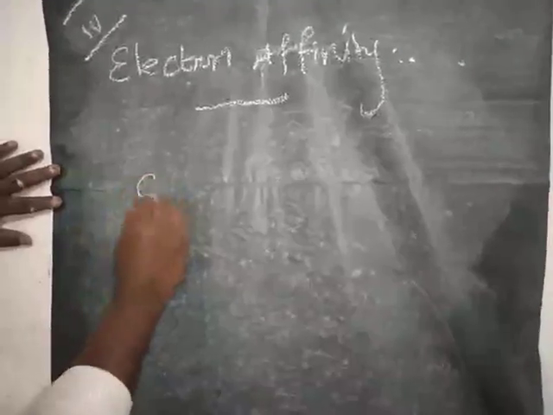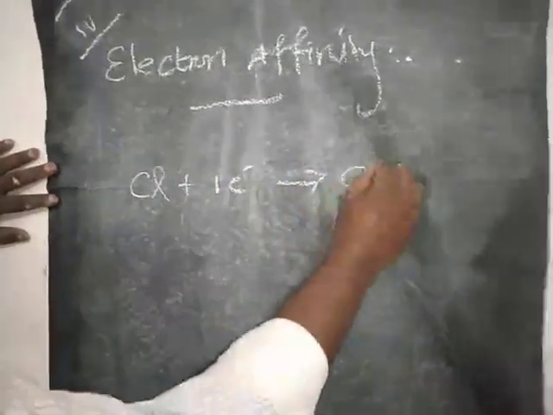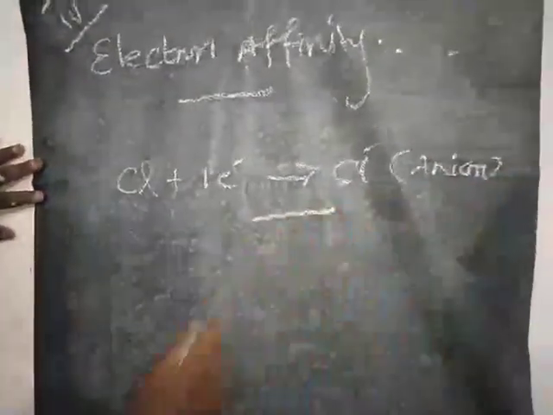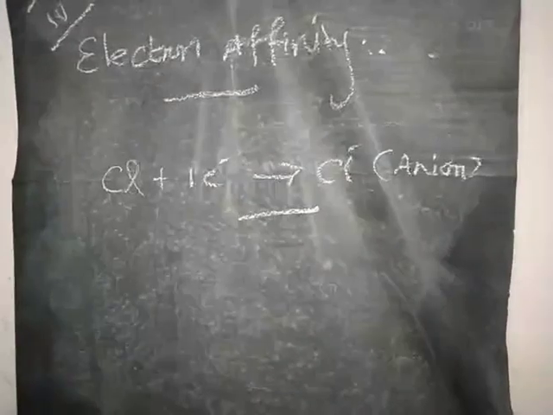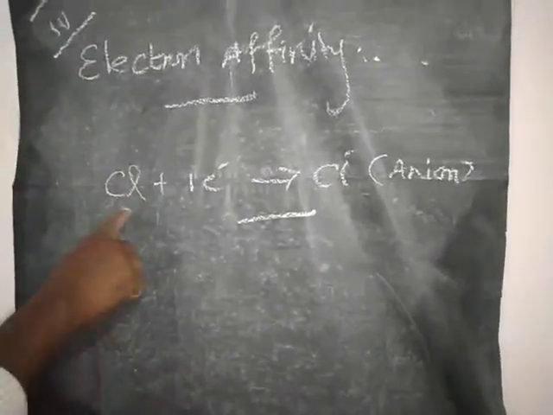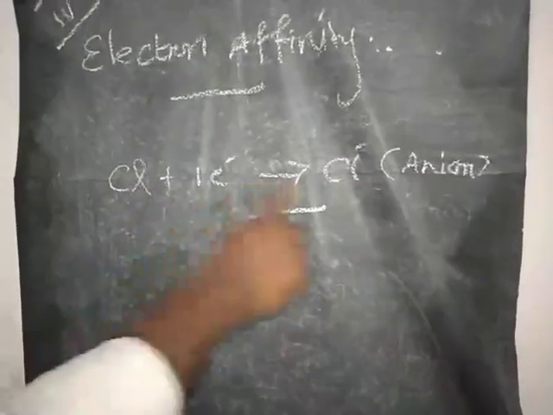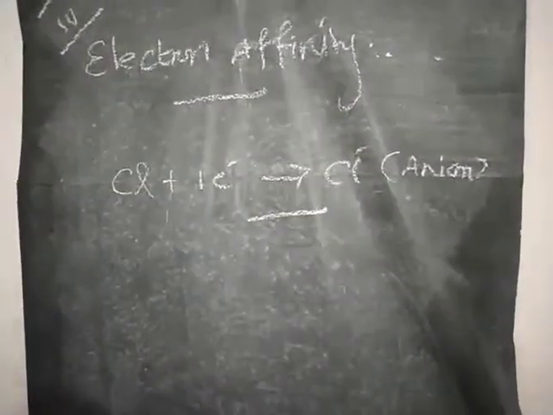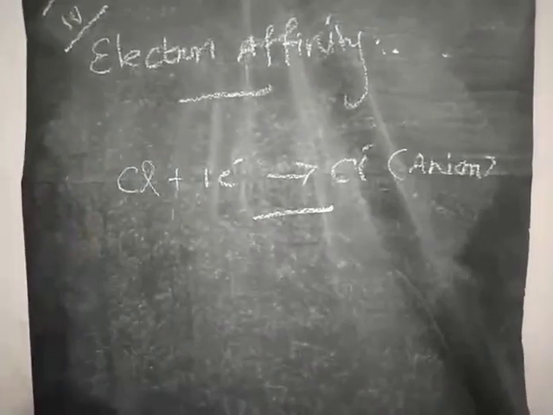For example, chlorine accepts one electron to form Cl minus. It is called an ion. How much energy is released when one atom of an element accepts one electron to form an ion? That is called electron affinity. So electron affinity and ionization energy are just opposite.